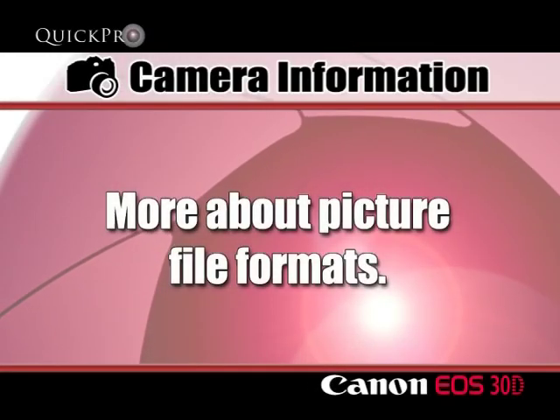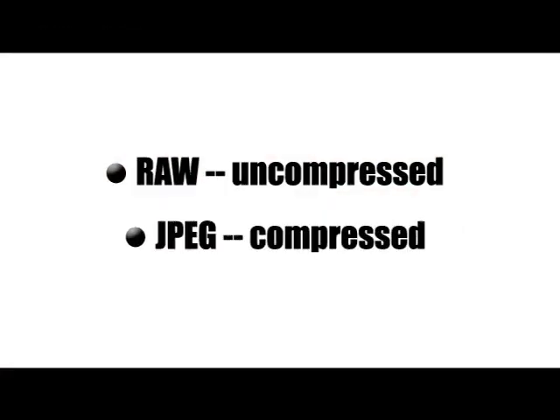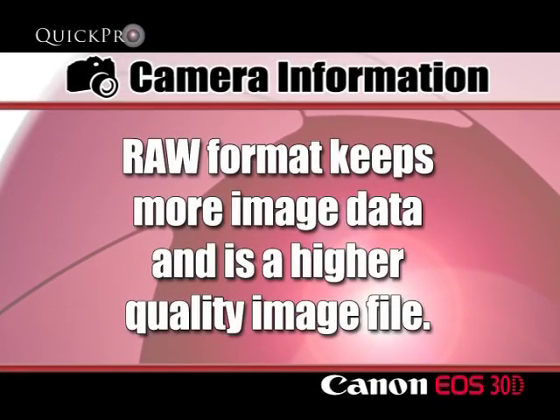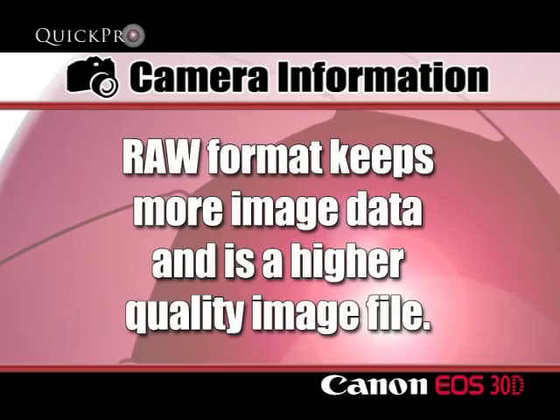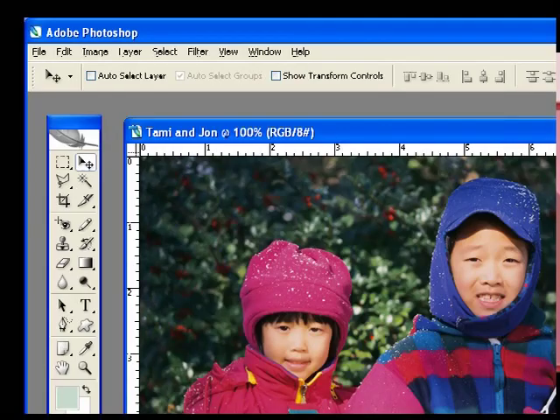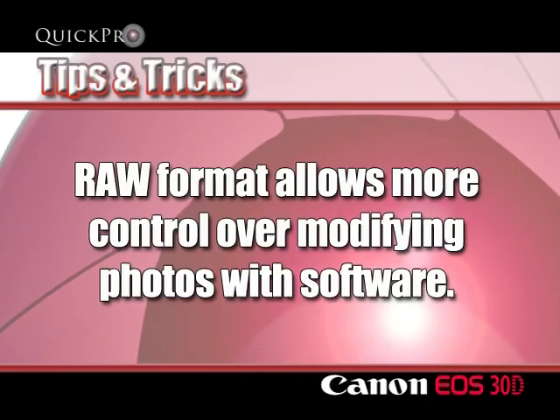Your camera is capable of storing images in two file types, RAW, which is uncompressed, and JPEG, which is compressed and smaller. The RAW file keeps more of the image data and is therefore a better quality image file. It can be edited with popular software packages like Adobe Photoshop. If you have plenty of memory space available, or if you plan to manipulate your photos in Photoshop, you'll want to shoot photos in RAW format.